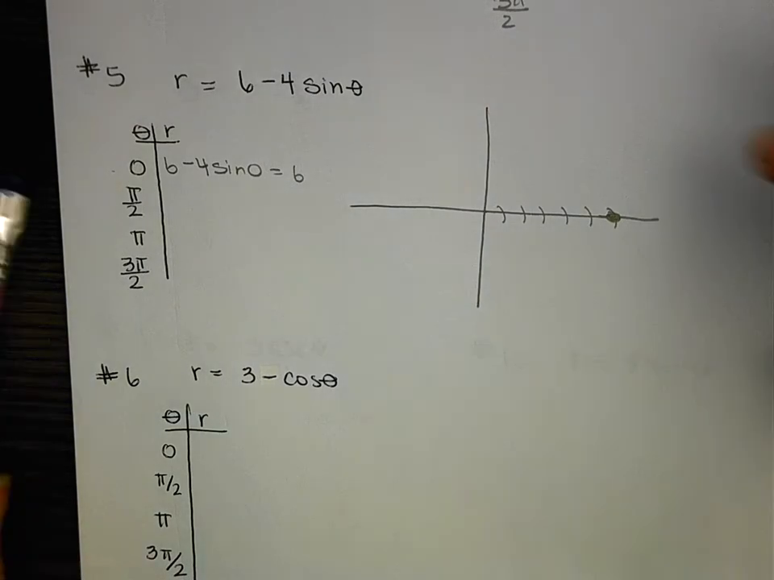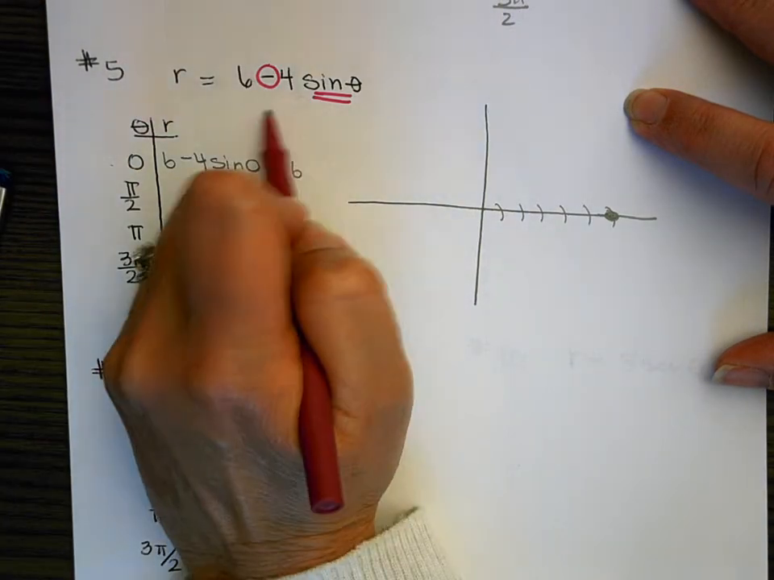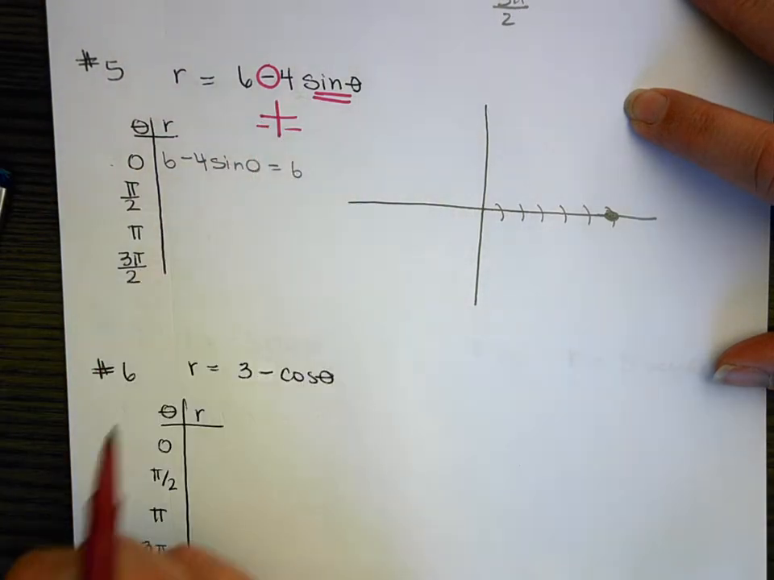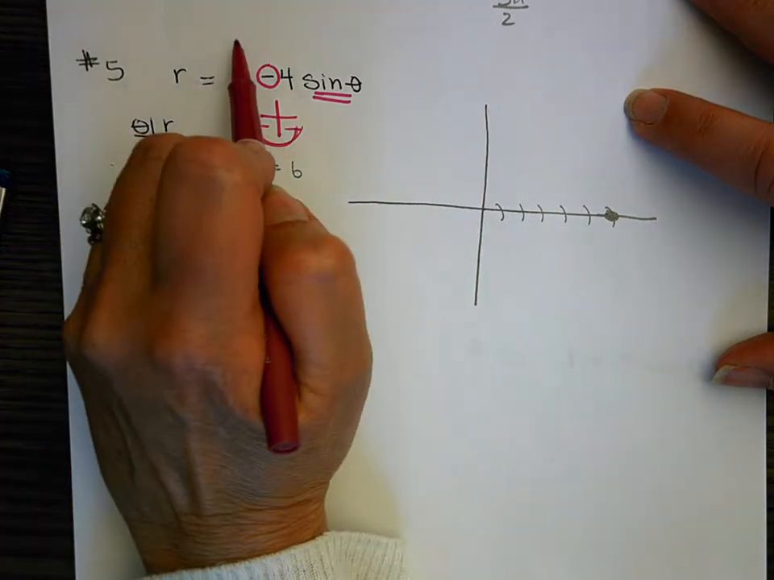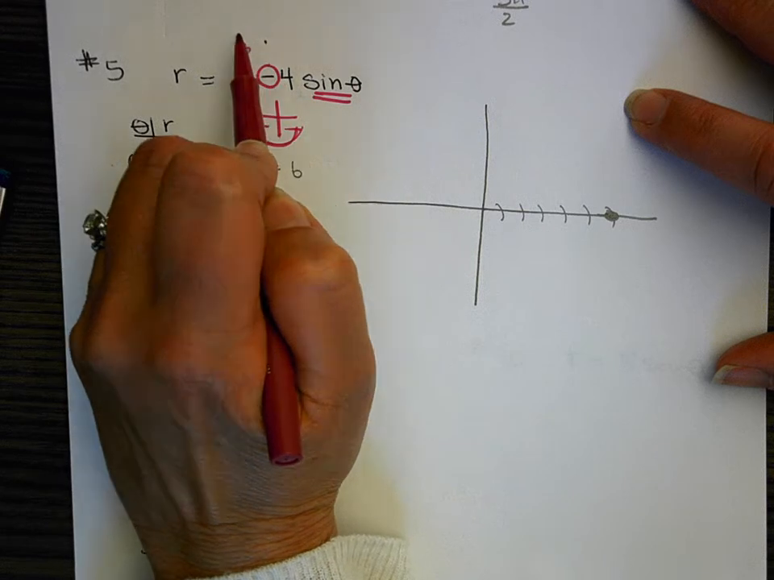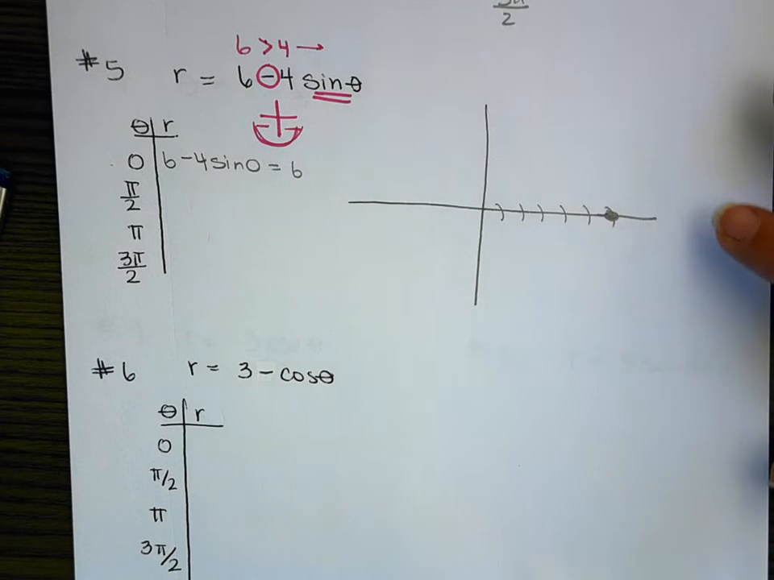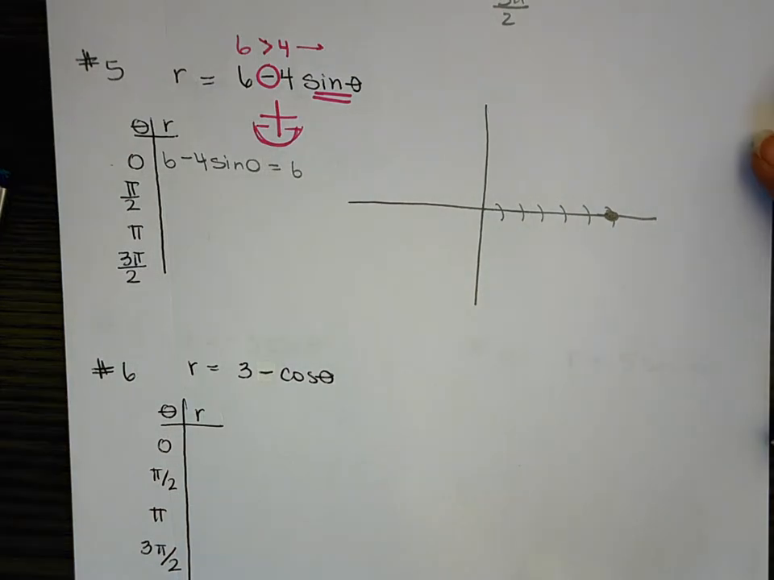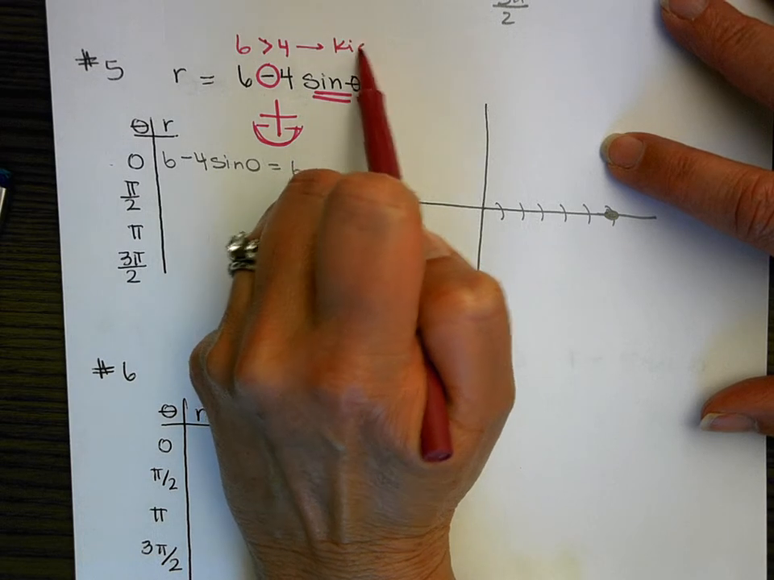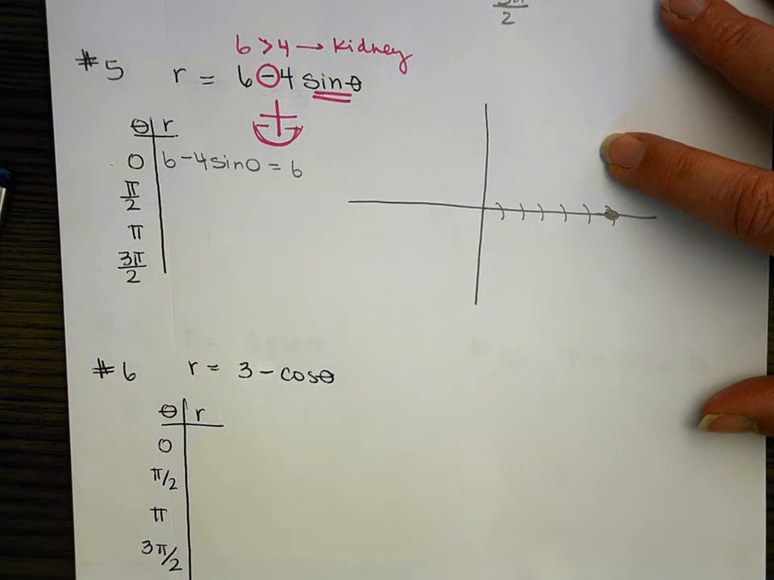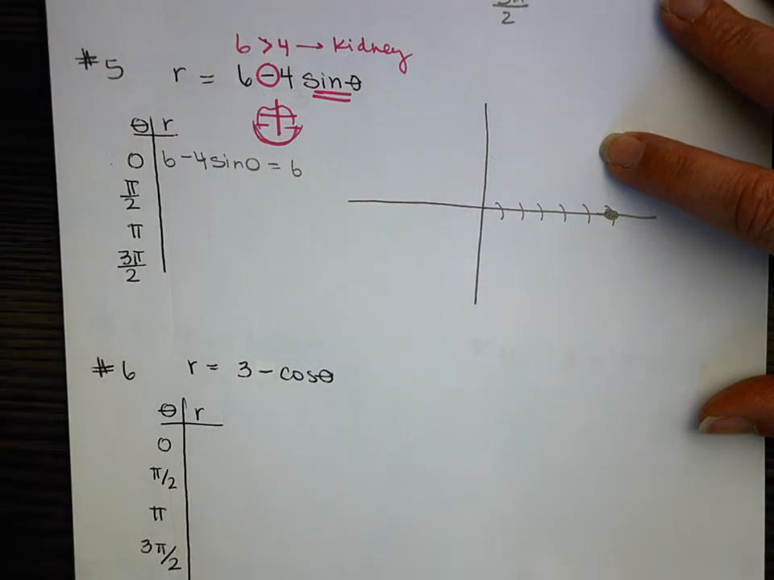If I look at this, I know that I have a negative sine, right? So where is sine negative? Sine is negative down here. So I know the bulk of my graph is going to be down this way. And then I know that 6, which is my A value, is bigger than 4, which is my B value. So greater than, not less, no loop. So this is not going to have a loop, so it's going to be my kidney graph. In general my graph is going to do something like that.